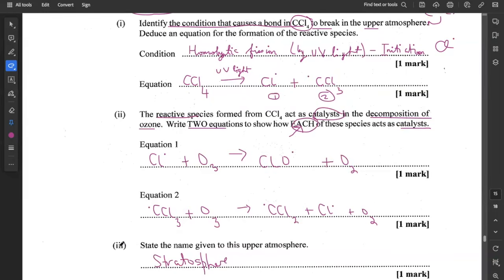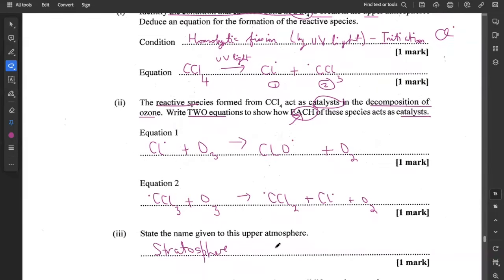So moving along now to part 3. Part 3 says state the name given to this upper atmosphere. Now this upper atmosphere where we have a ton of UV light that can break these CCl4 molecules up, the region is called the stratosphere, okay? So if you said stratosphere, 1 mark, you're good.